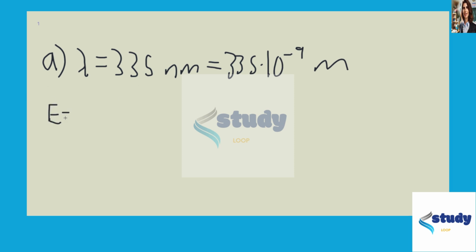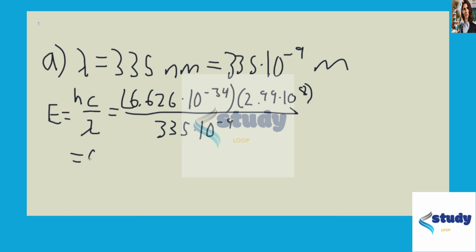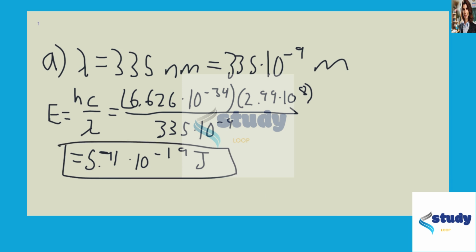We can find the energy of a photon with the equation E equals hc over wavelength. h is Planck's constant, 6.626 times 10 to the minus 34th. c is the speed of light, 2.99 times 10 to the 8th. And the wavelength is what we just had above, 335 times 10 to the minus ninth. When we solve this, we get that the energy of a photon at max absorbance for TDSA is 5.91 times 10 to the minus 19th joules.